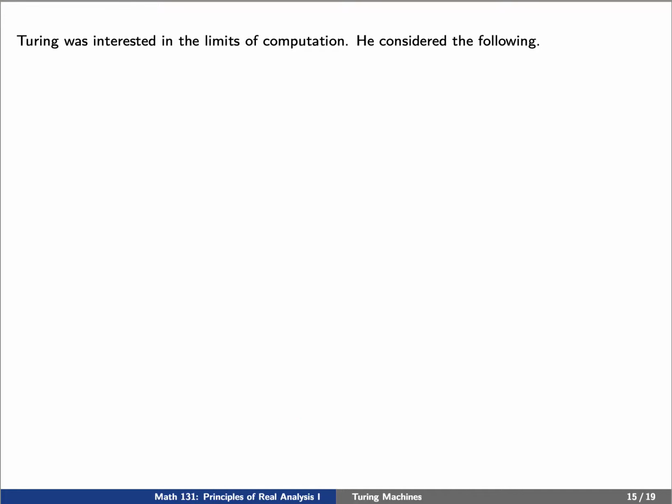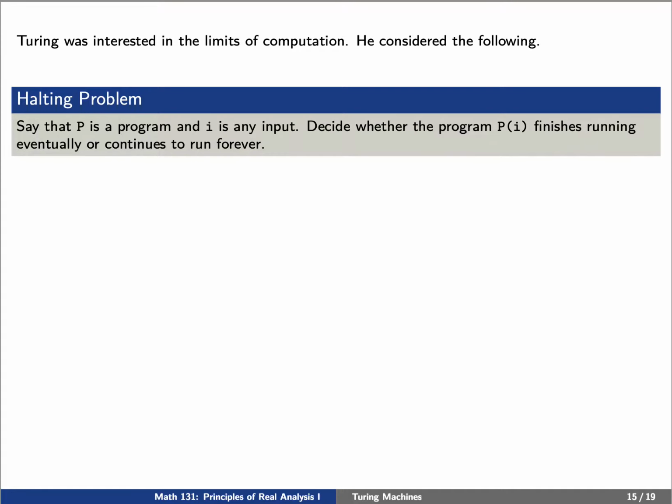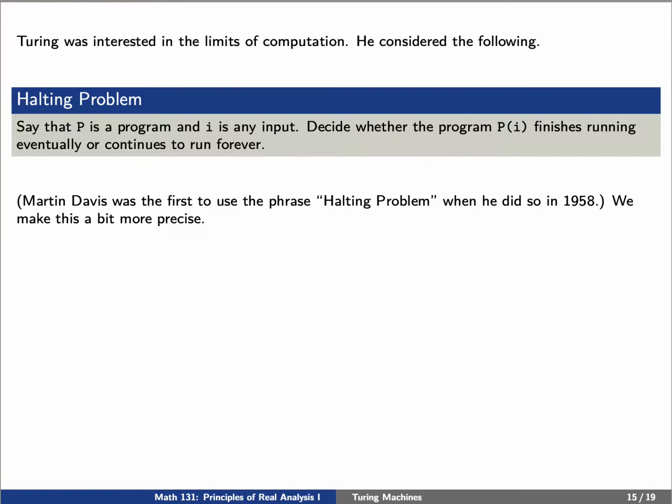Turing was actually computed in the limits of computation, and to this end, he considered the following halting problem. Let's say that P is a program and I is any input. Can one determine whether the program P evaluated at I finishes running eventually or whether it will continue to run forever? Actually, it was Martin Davis who first used the phrase halting problem some 20 years later in 1958.